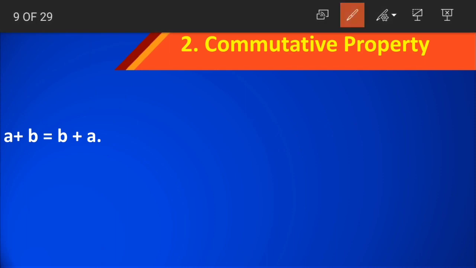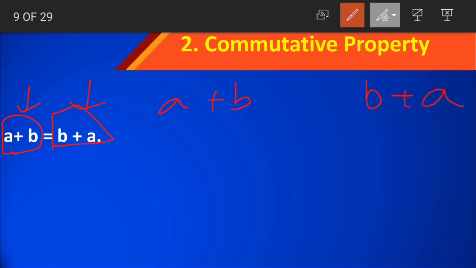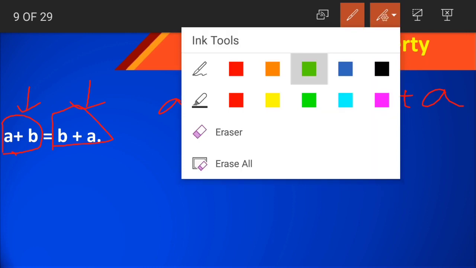Let us take addition. What should the equation be? The equation should be a plus b is equal to b plus a. Are you observing here? The order of integers is changed. First we wrote a plus b, and in the second expression on the right-hand side we have b plus a. The answers of both a plus b and b plus a should be equal. Is it clear, class? Let us take an example and see whether it is correct or not.